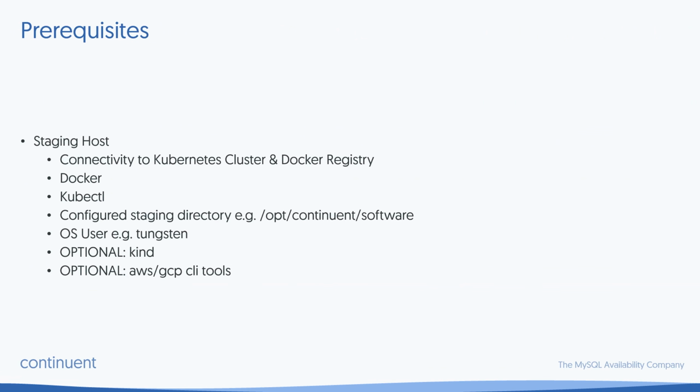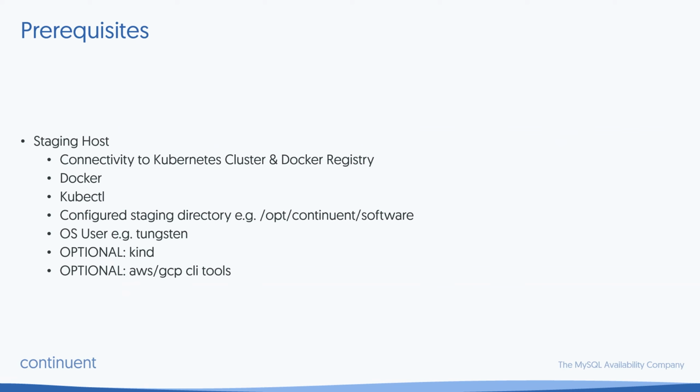Additionally, you would need a staging host. The staging host is obviously where you initiate the deployment from. This staging host would need connectivity to the Kubernetes cluster and the Docker registry. Obviously, it would then also require Docker. kubectl would be installed as part of the install script, but if you wanted to install it manually, you need to do that. You need a configured staging directory.